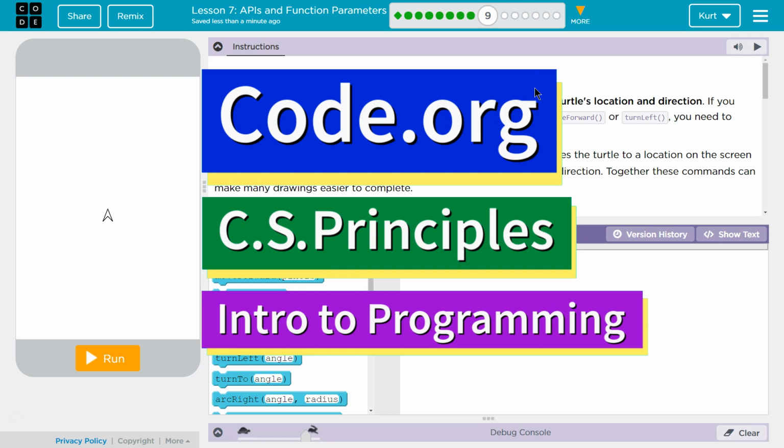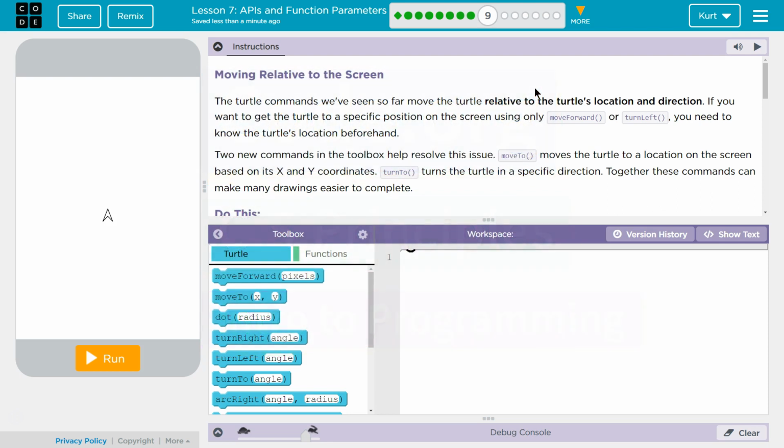This is code.org. I'm currently working on their CS Principles course. I'm on Unit 3, Intro to Programming, Lesson 7, APIs and Function Parameters, Part 9. Moving relative to the screen.